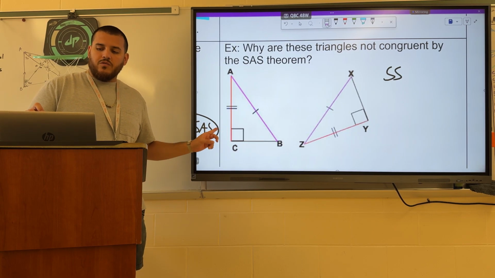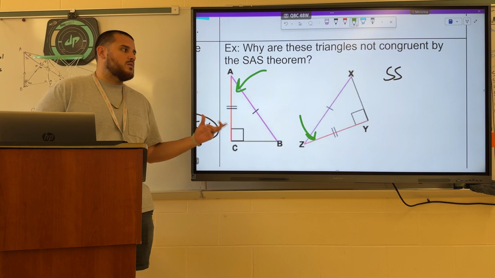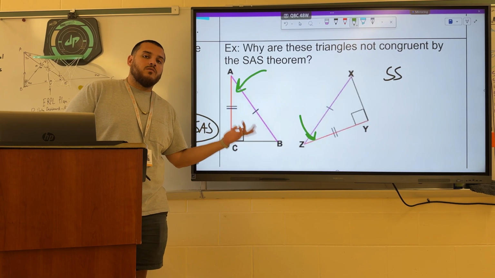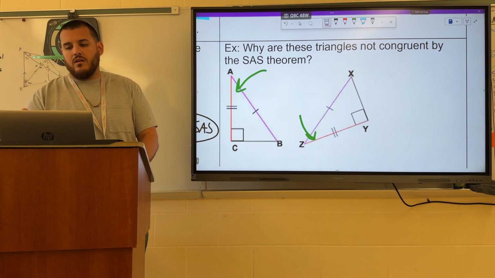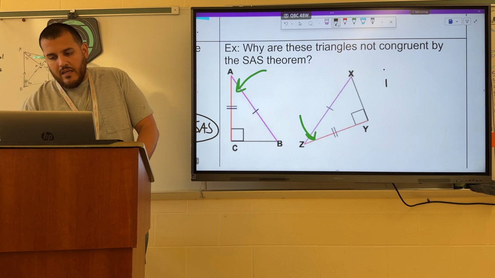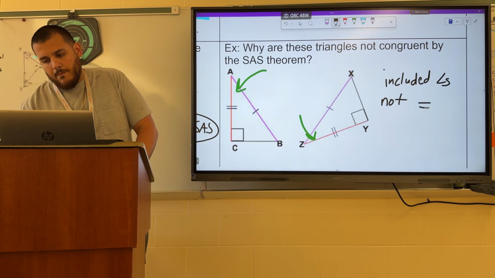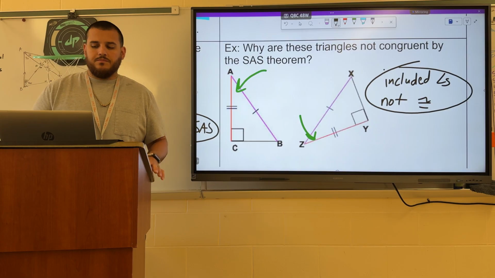The included angle for this triangle would be angle A. The included angle for the other triangle would be angle Z. Those angles would have to be marked congruent to each other for us to prove these triangles congruent by the side, angle, side theorem. So we would say that the included angles are not congruent to each other. That is why these are not congruent by the side, angle, side theorem.